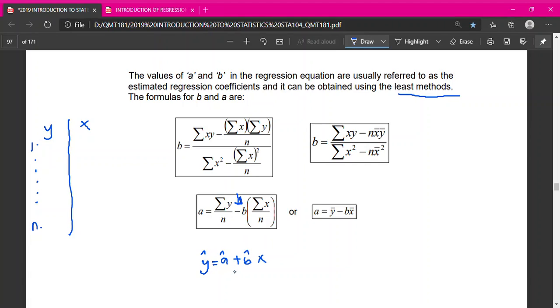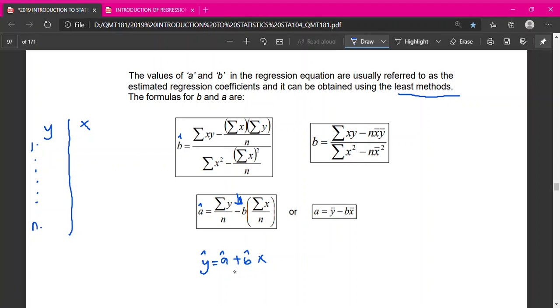Okay, kenapa I letak hat ke atas ni? Sebab kita estimate the A. Dan kenapa I letak B hat? Kita estimate the B. Okay, so after this, bila kita ada value A dan B, you just replace this A hat with the value of A yang kita dah estimate dan juga value of B that we have estimated tadi.